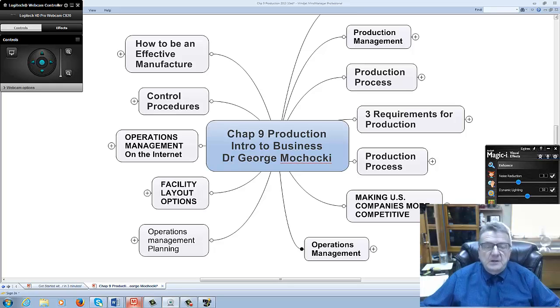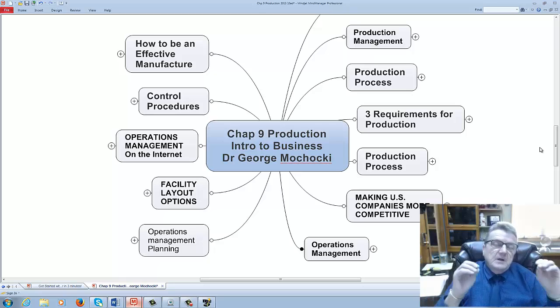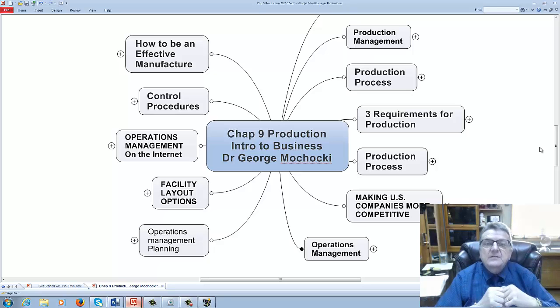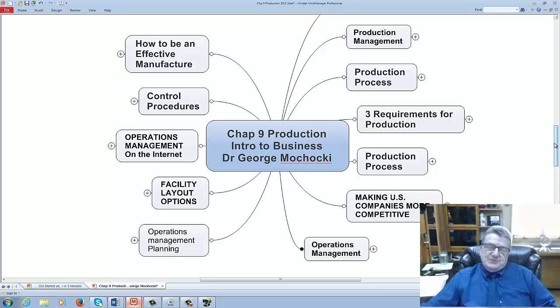This week we'll be covering Chapter 9, which is production. Make sure you pull out your concept maps, because those of you who are taking me face-to-face, online, or hybrid class, it's in conjunction with the Blackboard Course Management System. So I have the concept map supplied. You have the first tier, this is the second tier, and sometimes the third tier. So Chapter 9, production. We're going to talk about introduction to business, production management.